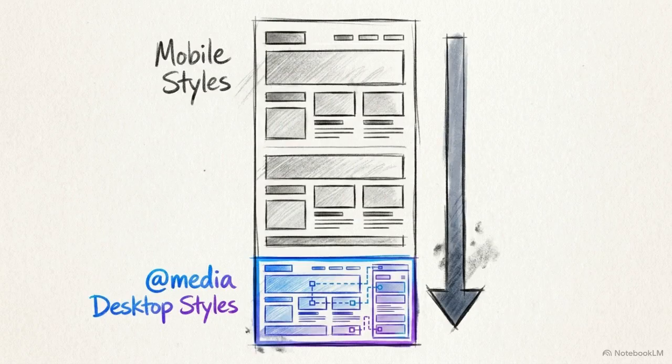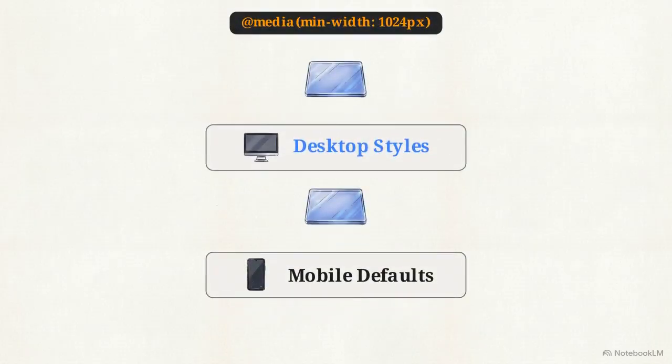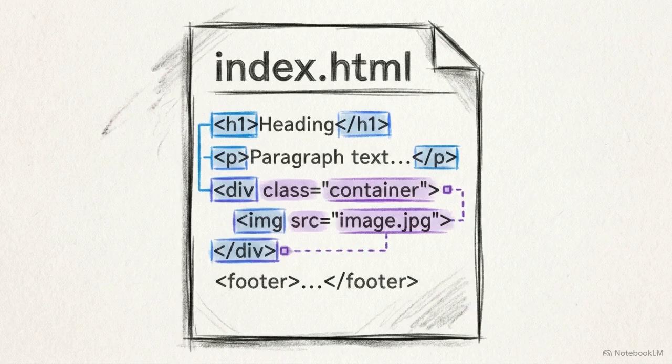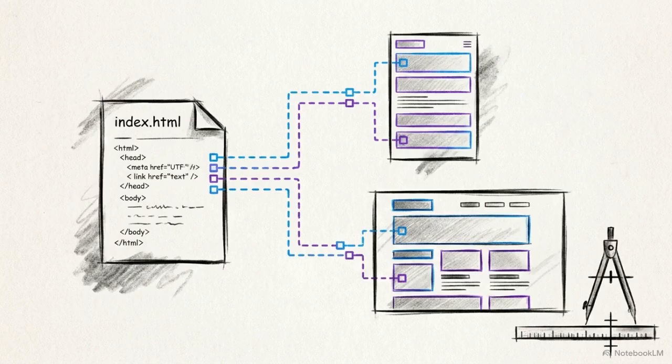Because browsers read CSS from top to bottom, you should place these media queries at the very end of your CSS file. This isolates your desktop styles and ensures they correctly overwrite the mobile defaults above them. Media queries never change your actual HTML. The underlying content stays exactly the same. The queries just act as a conditional lens, reshaping how that content is presented based on the user's environment.